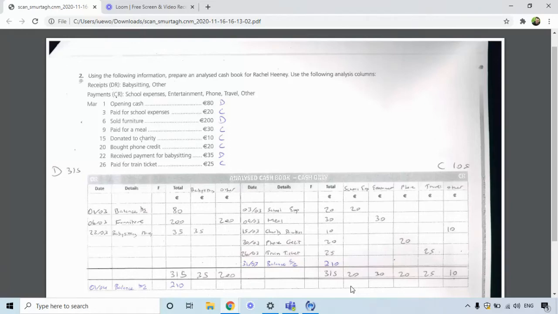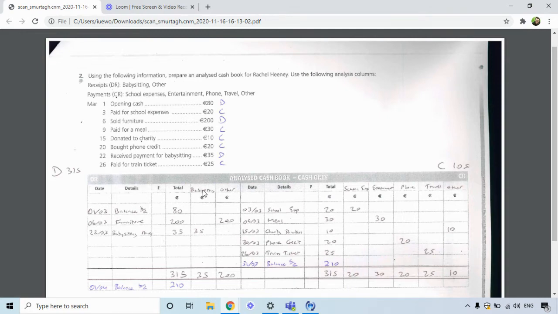To do the analyzed cash book. So this particular question starts with the information at the top. On the receipts, the debit side, you've got the headings babysitting and other. And on the credit side, the payments, you've got school expenses, entertainment, phone, travel, and other. So what you need to do, firstly, is just to fill in your headings.